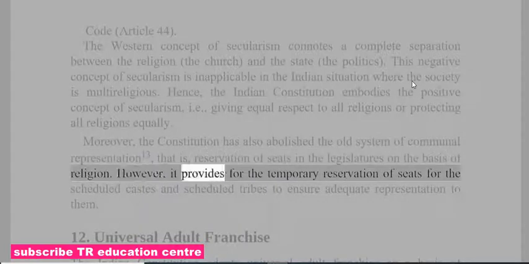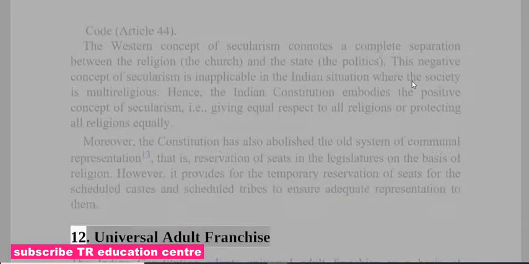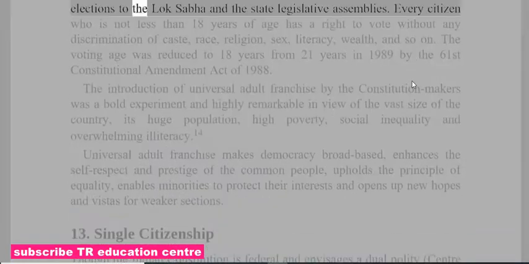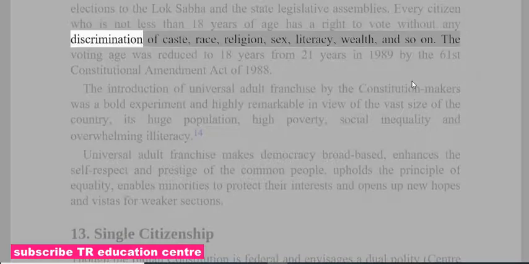However, it provides for the temporary reservation of seats for the scheduled castes and scheduled tribes to ensure adequate representation to them. 12. Universal adult franchise. The Indian Constitution adopts universal adult franchise as a basis of elections to the Lok Sabha and the state legislative assemblies. Every citizen who is not less than 18 years of age has a right to vote without any discrimination of caste, race, religion, sex, literacy, wealth, and so on.